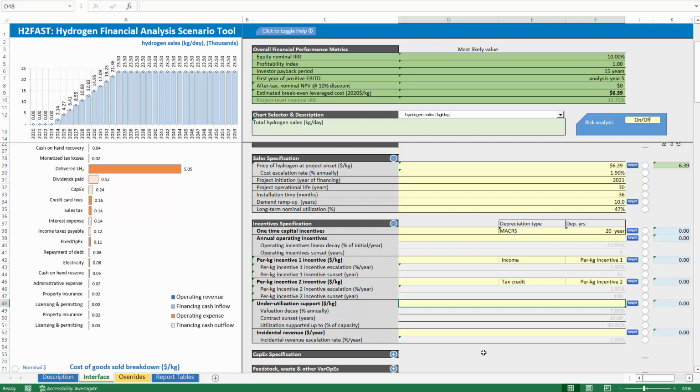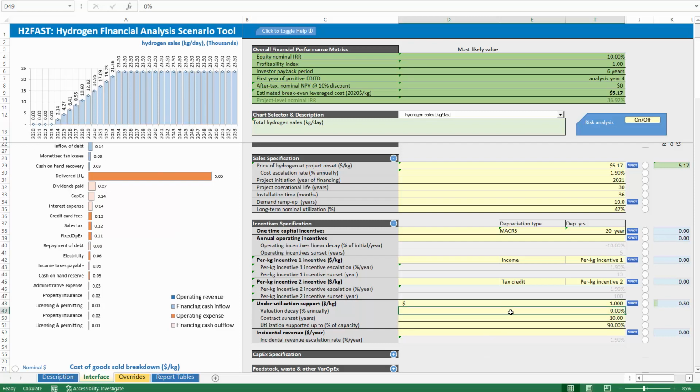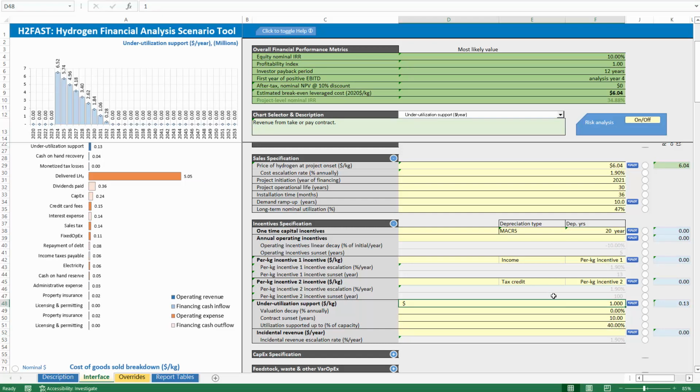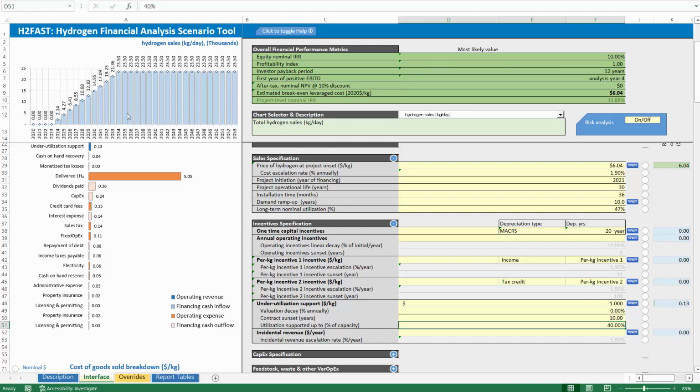Let's say that there's an incentive that provides you $1, and it's available for, let's say, 10 years, and it actually provides support up to 40% utilization. So in this example, if we have $1 of incentive available and it provides support level up to 40% utilization, as soon as the utilization goes over 40%, there is not going to be additional support for that price.